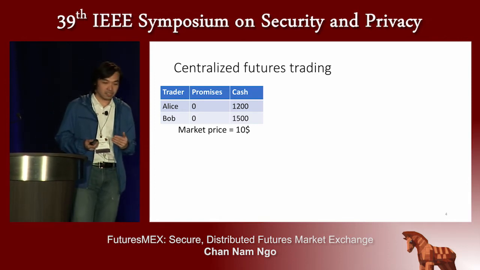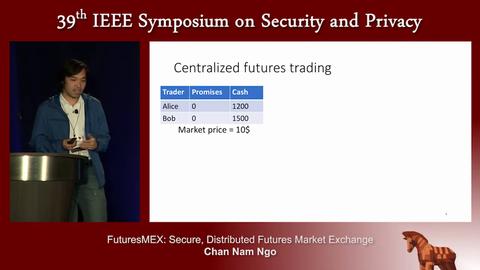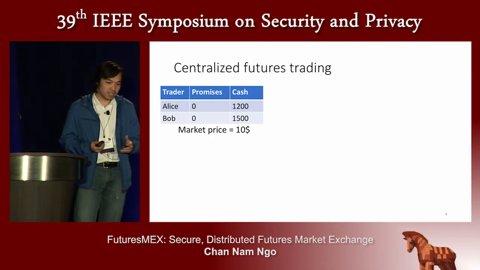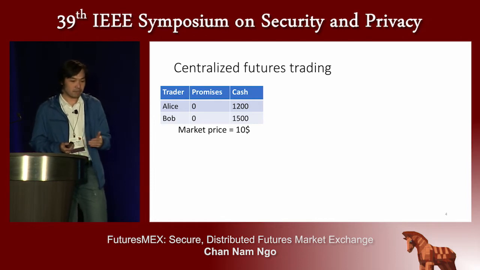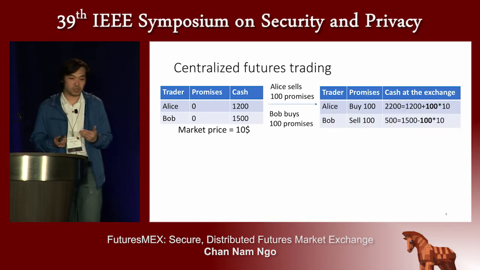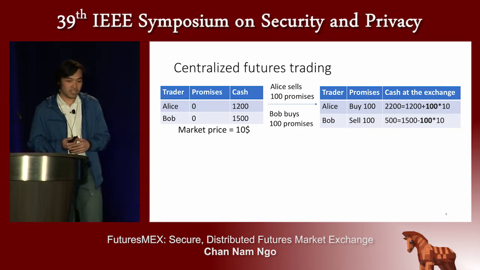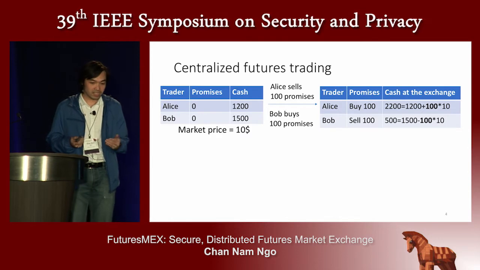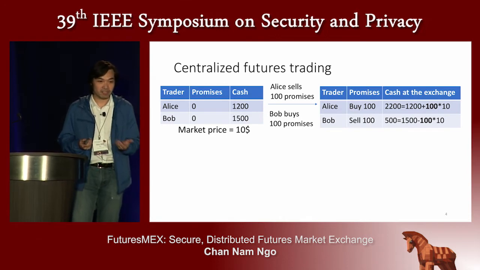To understand the basics of futures trading, let's look at a very simple example. So we have a market here that has two traders, Alice and Bob. They deposit some cash into the exchange for the reserve. They start with no promises. The market price for each promise now is $10. So Alice sells 100 promises to Bob, and Bob buys 100 promises from Alice. Now the exchange will credit Alice with $1,000 for the contracts, and will debit Bob $1,000 for the contracts.